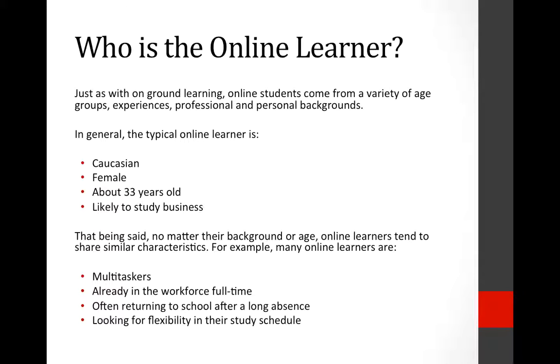Before we talk about how to best reach the online learner, it's a good idea to discuss who the online learner is. Of course, it's never a good idea to overgeneralize a whole population of students, but there are certain trends that are seen when you analyze the enrollment data of online students. It has been found that the online student is very often Caucasian, female, about 33 years old, and likely to study business. Regardless of whether an online student fits those demographics, however, they still tend to share many positive characteristics. Typically, an online learner is a multitasker, someone who is already in the workforce full-time. They are often returning to school after a long absence, and they are looking for flexibility in their study schedule.